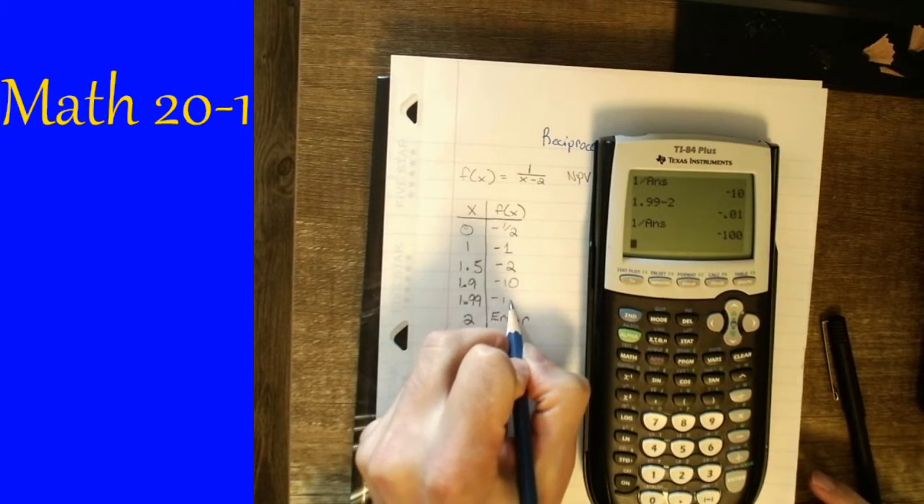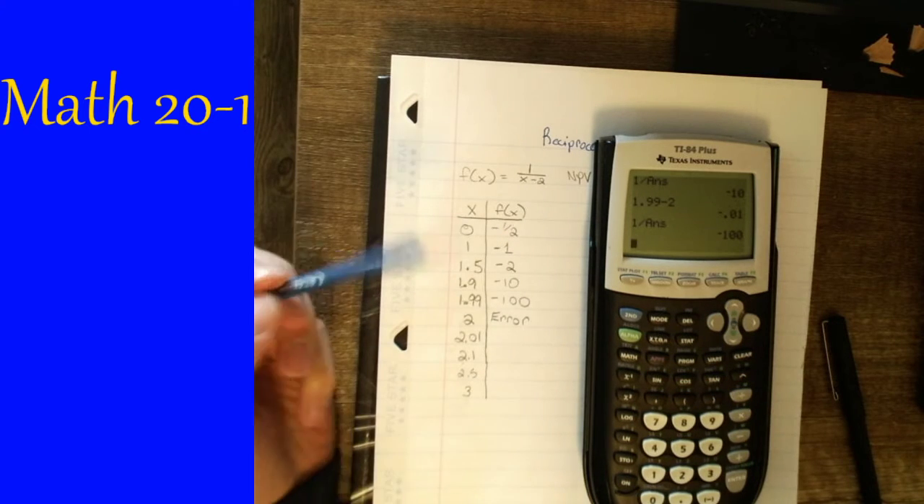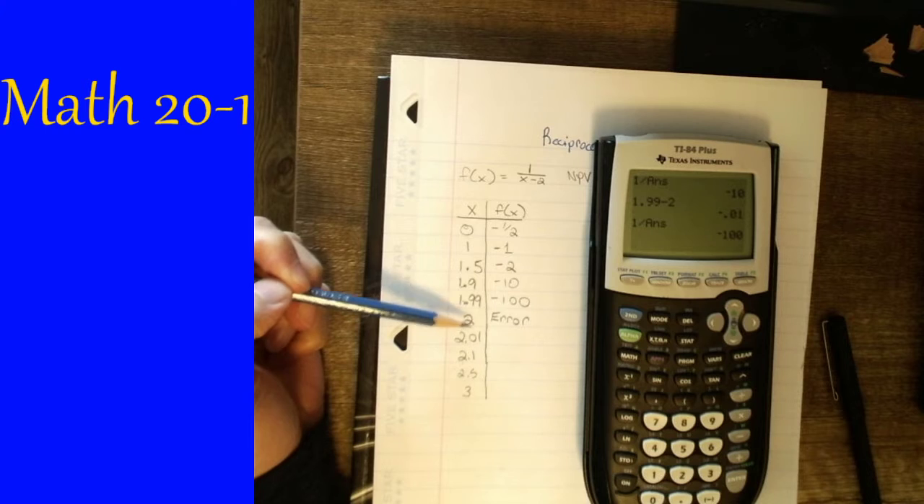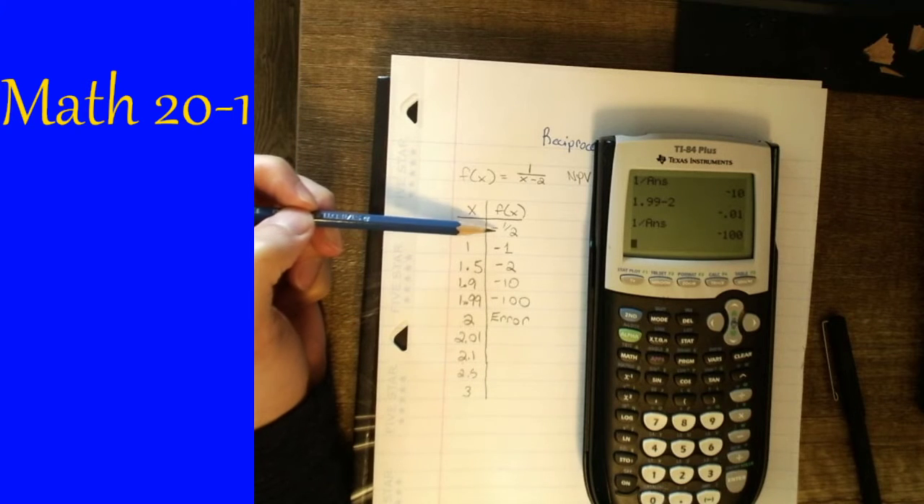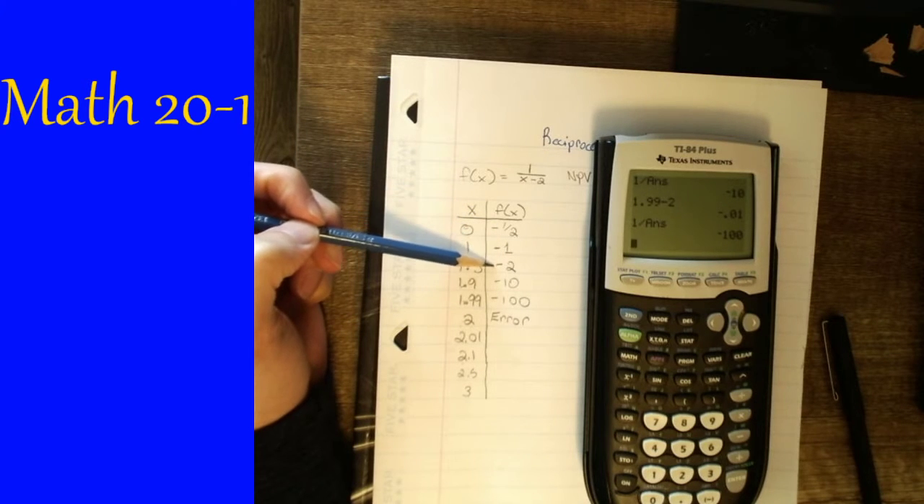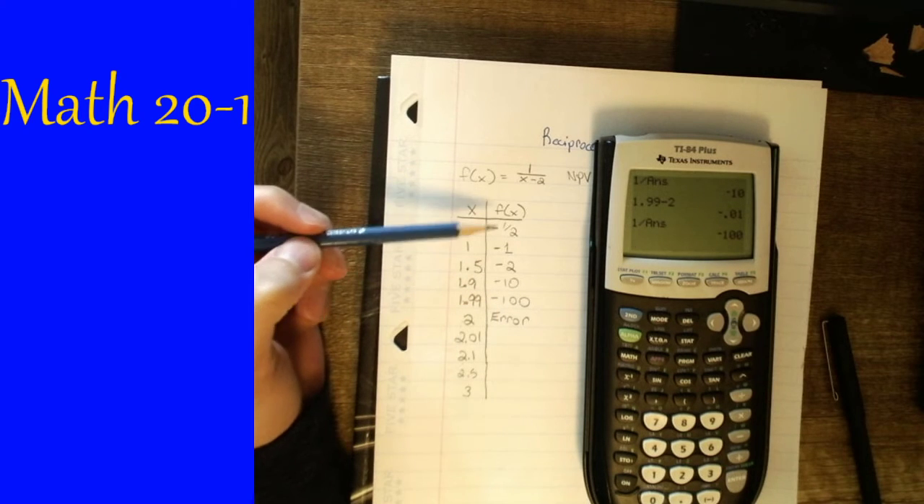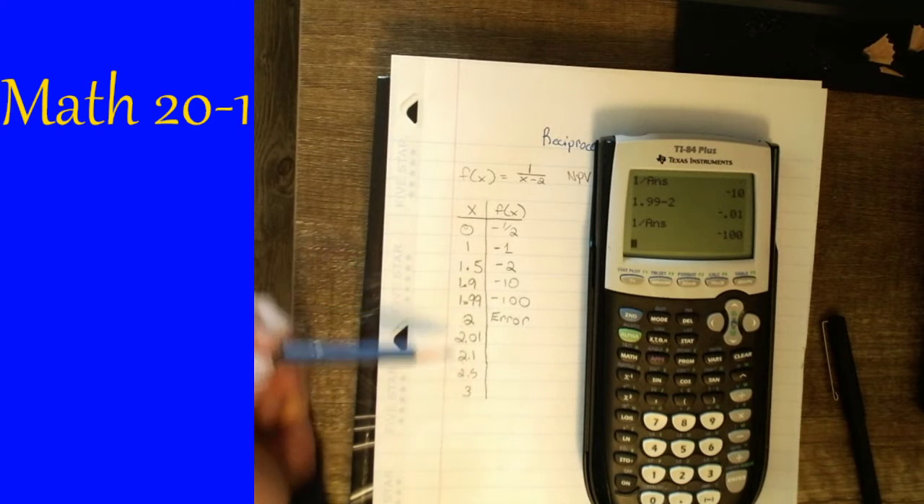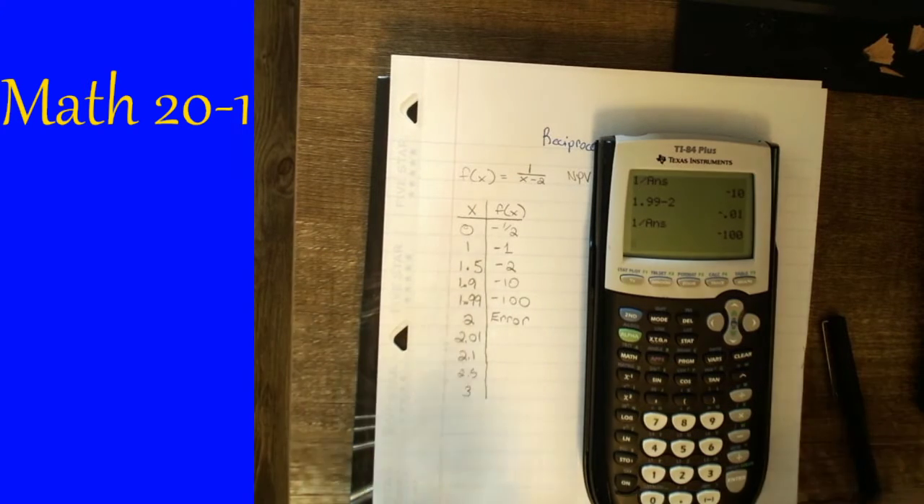Negative 100. Okay, so it seems that before we actually hit 2, the f of x values are increasing in a negative sense as x gets closer and closer to 2. What about right after 2?